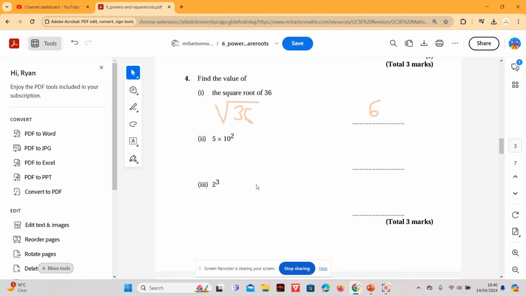5 times 10 to the power of 2. So I'm going to ignore the 5 for this one just for 1 second, pretend it doesn't exist. I'm going to focus on the 10 squared. So 10 squared equals 100. And then 100 times 5 equals 500. So the answer would be 500.